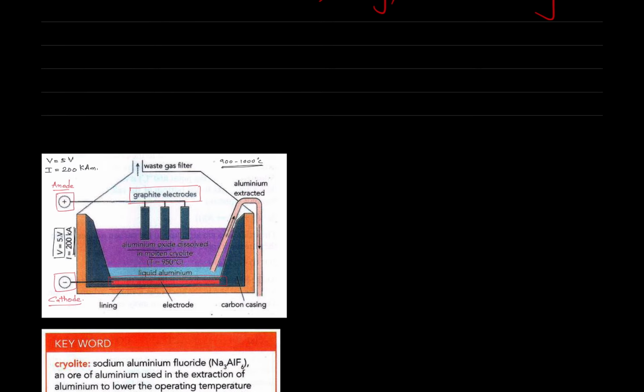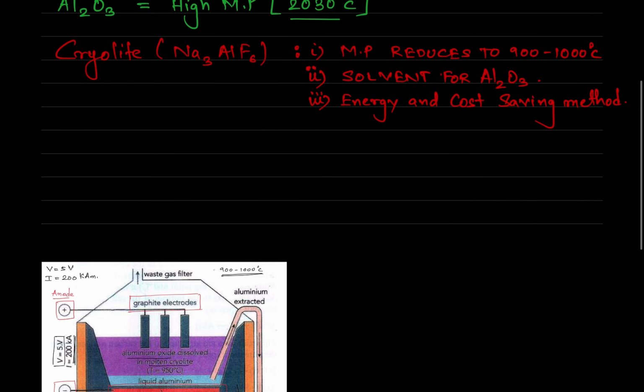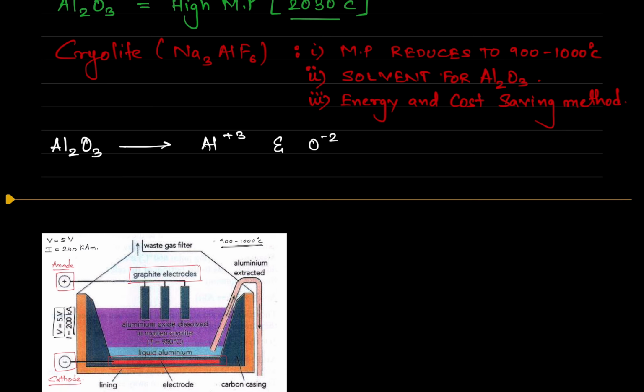So let's dive down into the actual reactions. Okay, so anode, do you know it is positively charged? The answer is yes. So anode being positively charged. See, now if I talk about Al₂O₃, I have two elements that would be coming into the picture. The first element is aluminium, in +3 oxidation state, and oxygen in -2 oxidation state. Okay, so over here now let's understand what happens.